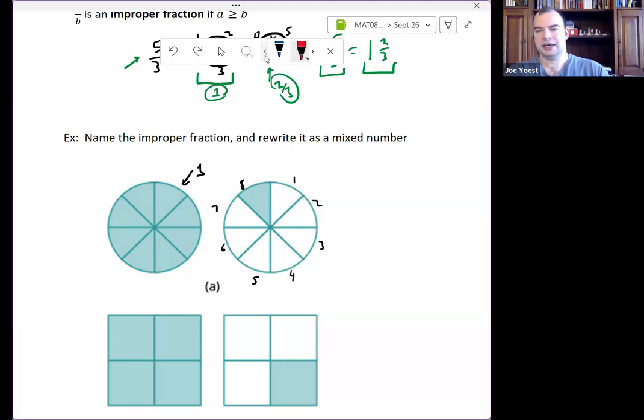So I see that I have my whole here, my pizza, so to speak, divided into 8 slices, and I have one of those. So this represents 1/8. So I have one whole plus 1/8, or that's 1 and 1/8, the mixed number.